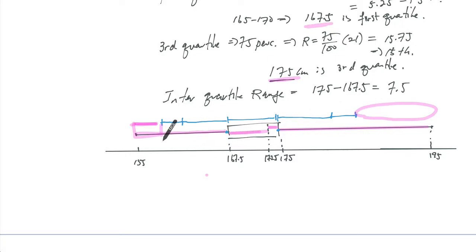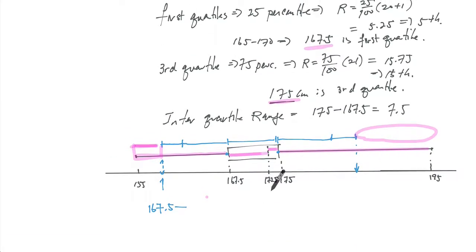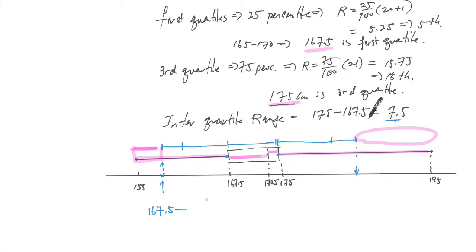Okay, so let's figure out what this location is, and also here too. This number here is going to be 167.5 minus the interquartile range, was it 7.5? Yeah, right here, 7.5, so 7.5 times 1.5. Let's call that A and let's call this B. That gives 156.25. So the values that are between 155 to 156.25 are called outliers.